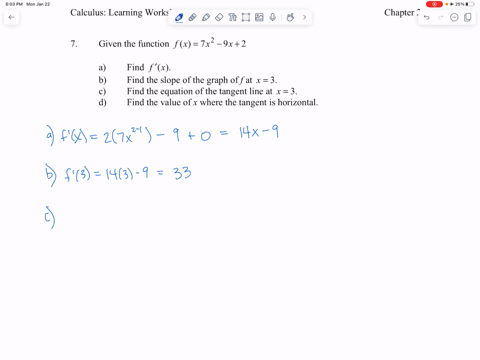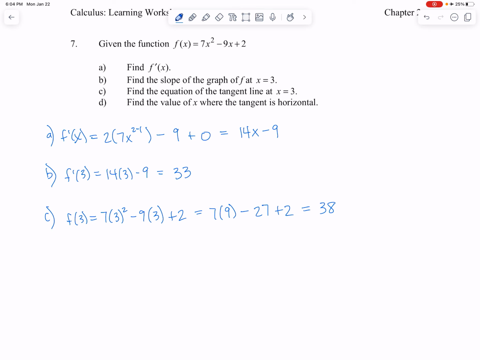Now we want to find the equation of the tangent line at x equals 3. So what we're going to do is we're going to need our x and y value at this point. So the first thing I'm going to find is, I know x is 3, but I need to know what y is. So I'm going to plug x into the equation. 7 times 3 squared minus 9 times 3 plus 2. And so we're going to get 7 times 9 minus 27 plus 2. We are going to get 38.